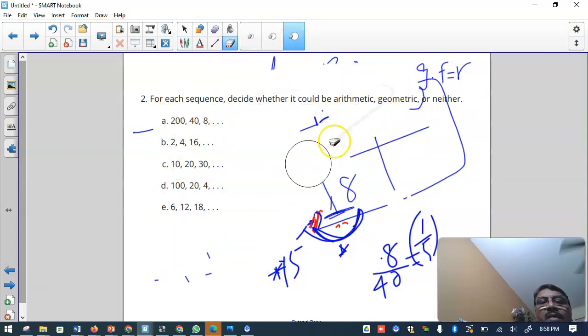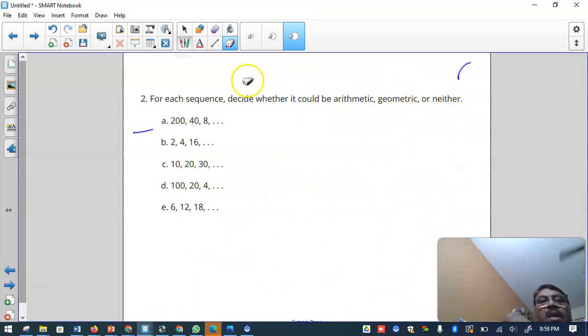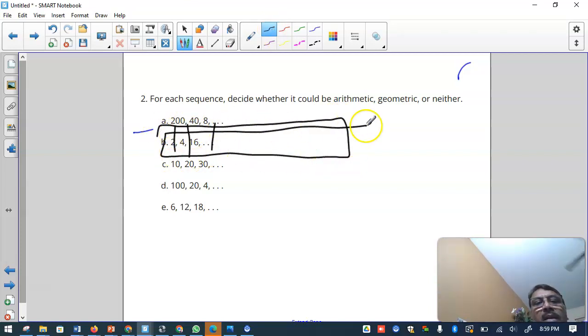Then the next problem is 2, 4. Let's check this one. If I want to know for sure, it looks like the difference is not the same. So it cannot be an arithmetic sequence. But is it geometric?